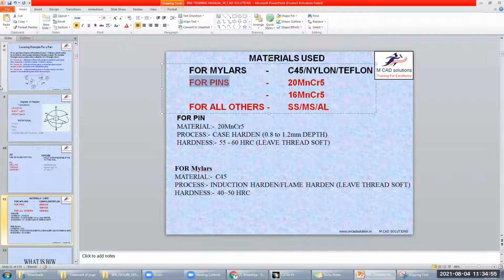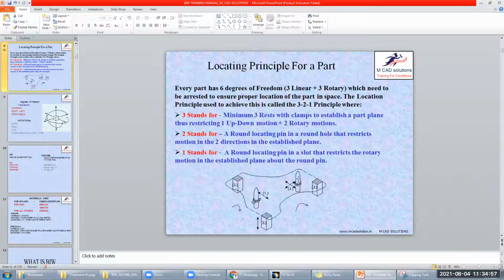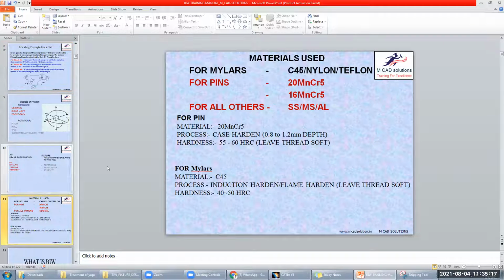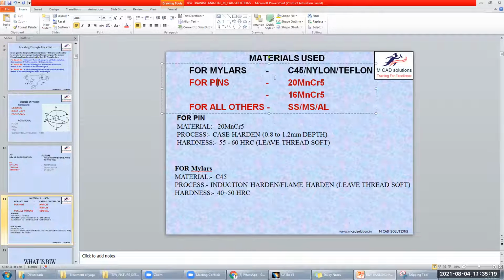Okay, so these are the pins. The main function of a pin is to locate the part or panel. The pin is fixed at a particular location, and the panel comes and locates exactly on it, doing the assembly with the pin. So the location of the panel will be secured by the pin. So it's also called a location pin.